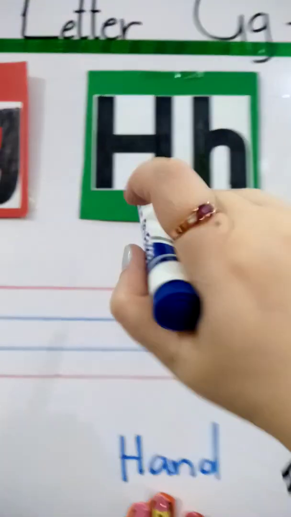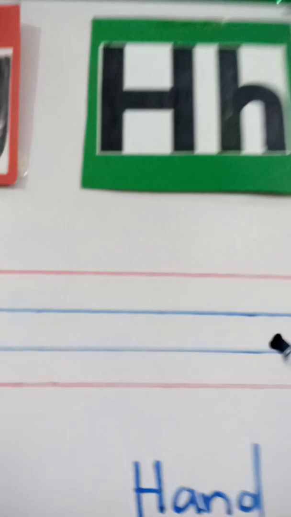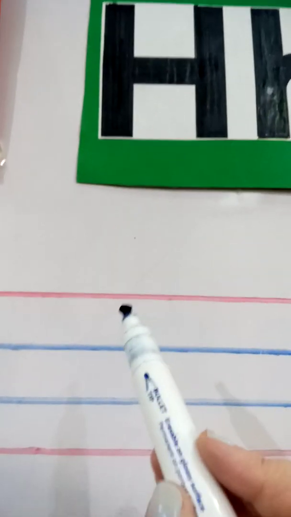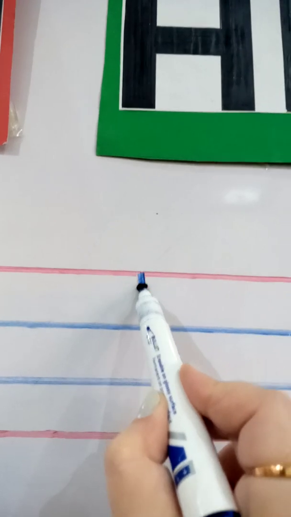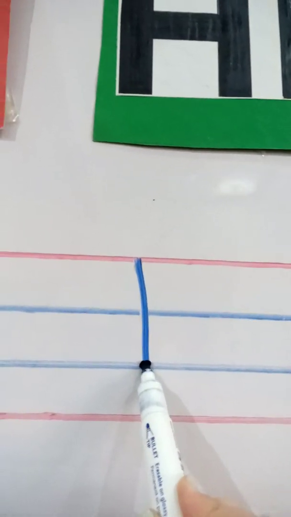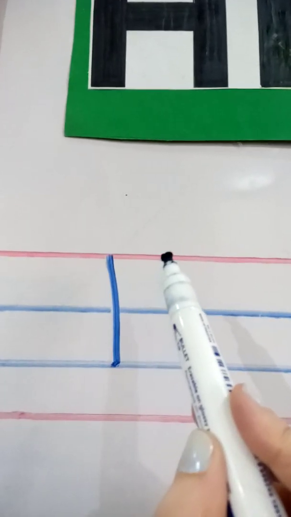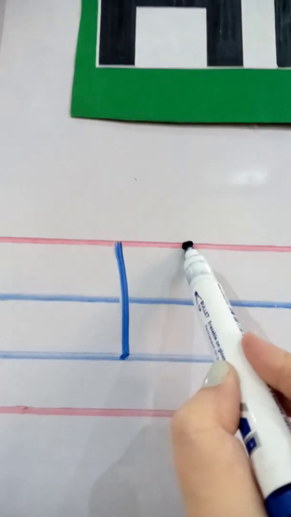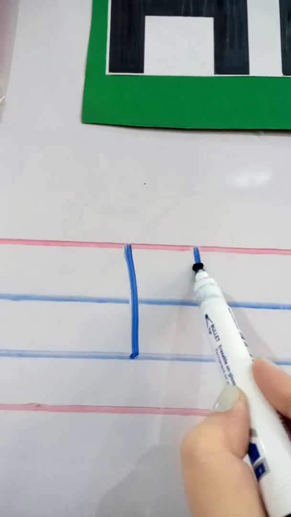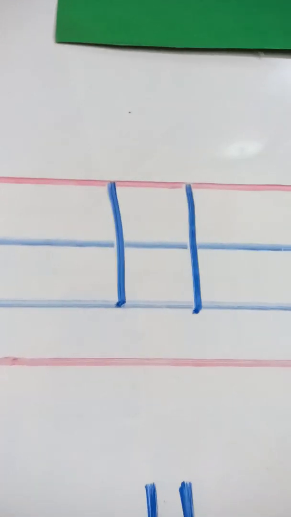Now let's write the capital H. How are we going to write the capital H? The capital H is so easy, and as you all know, all the capital letters are sky letters. Start from the first line, do a straight line down and touch the third line. One line, and then take a little distance from the first line and start another line from the top line, go down and touch the third line.